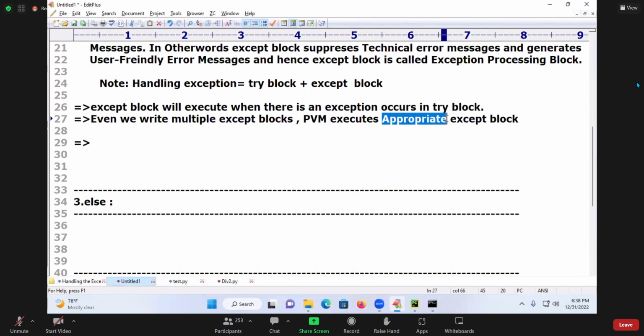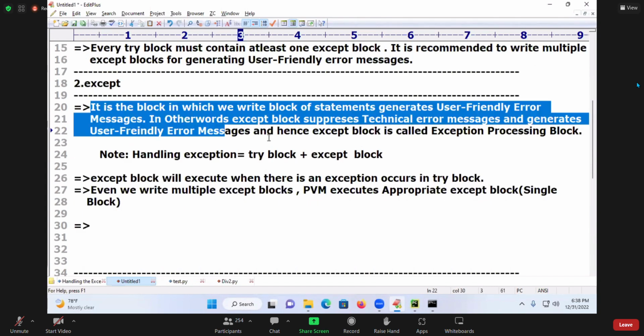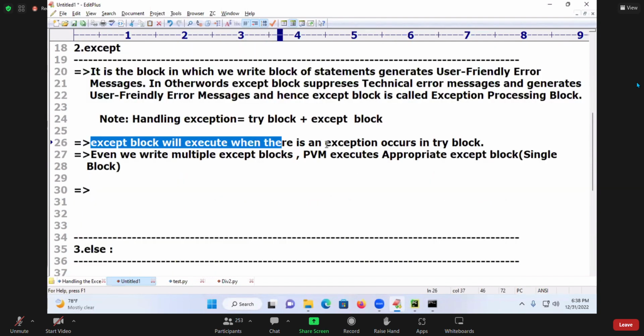Appropriate means appropriate will be only one, not multiple. Appropriate will be one or many? So I can write PVM will execute single except block. But the more accurate word is appropriate. In the bracket I will write single block. I hope you are understanding this.